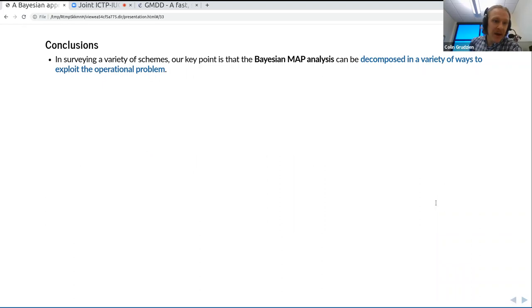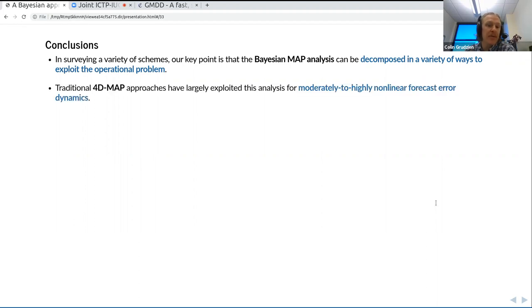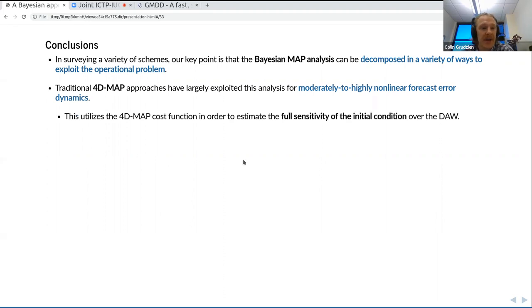In conclusions, in surveying a variety of schemes, our key point again is that the Bayesian MAP analysis can be decomposed in a variety of ways to exploit the operational problem. Traditional 4D MAP approaches have largely exploited this analysis for moderately to highly nonlinear forecast error dynamics, where the 4D MAP approach is very effective in optimizing a very nonlinear forecast for the initial value problem. And this uses the 4D MAP cost function to estimate a full sensitivity over the whole data assimilation window for the initial condition.